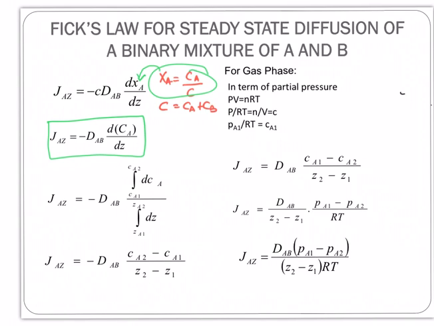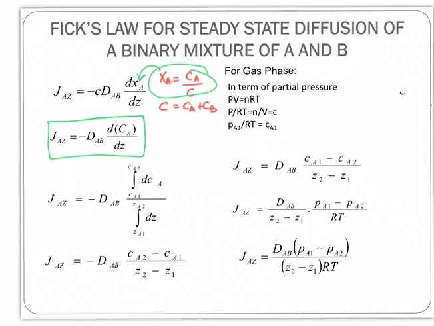So you solve your integrals. You get the first term, which is CA2 minus CA1, and for Z, you have Z2 minus Z1. So your Z must be in meters. And the unit for concentration depends on the diffusivity, or maybe on your constant or gas constant.